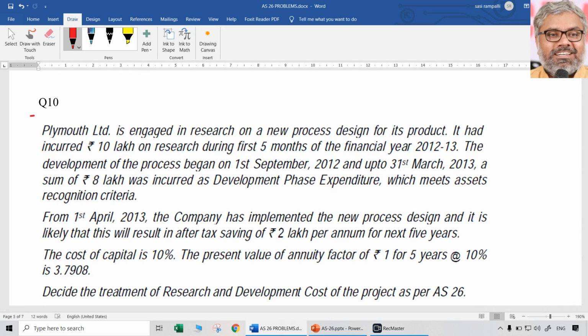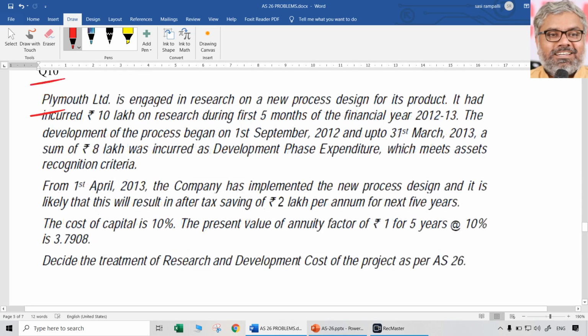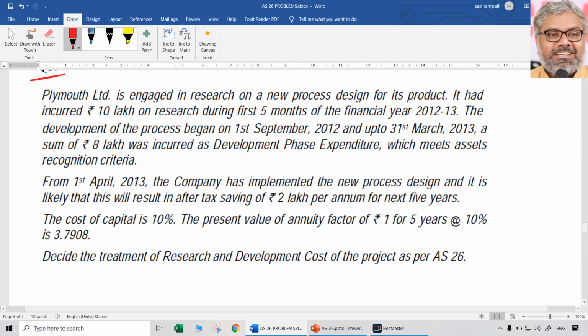Now let's move on to little different question. Question number 10. Plymouth Limited is engaged in research on a new process design for its product. It had incurred 10 lakhs rupees on research during the first 5 months of the financial year 12-13. Development of the process began on 1st September 2012 up to 31st March 2013. So anyway, this research expenditure 10 lakhs has to be charged to P&L. There is no second thought on that. Development expenditure, yes, we have to check.